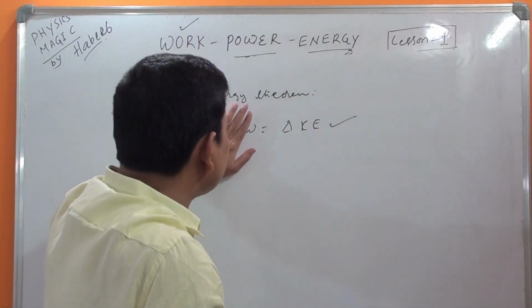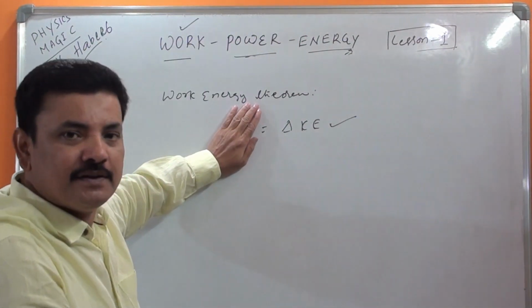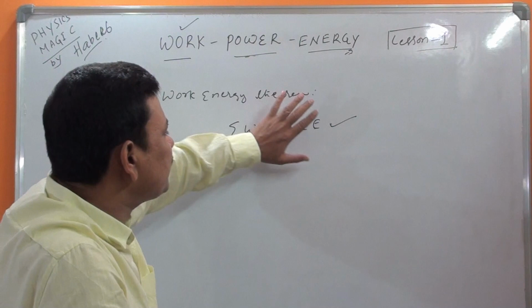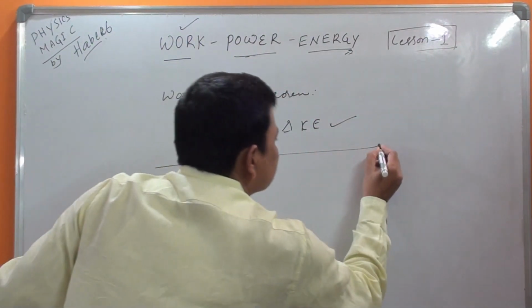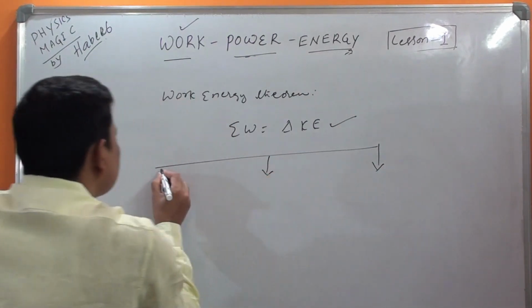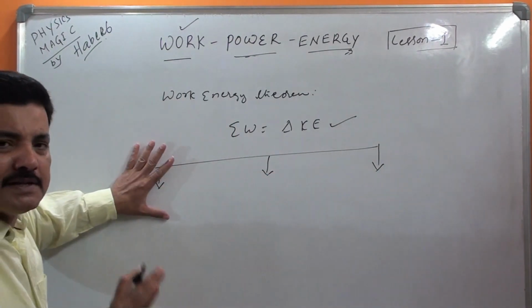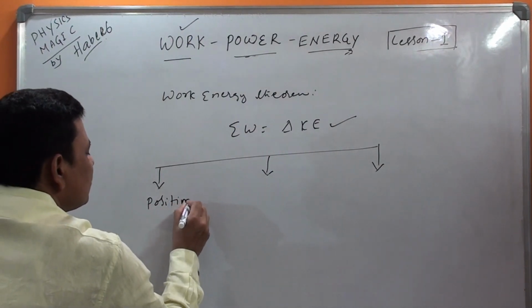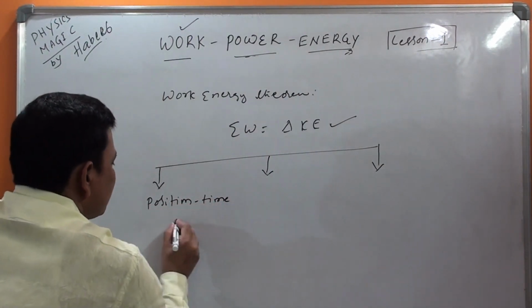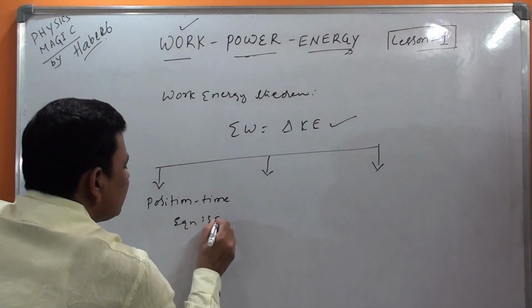Here you are finding work only. But based on this one, there are 3 kinds of questions that will be asked. The question number one form is like this: when the position-time equation is given.